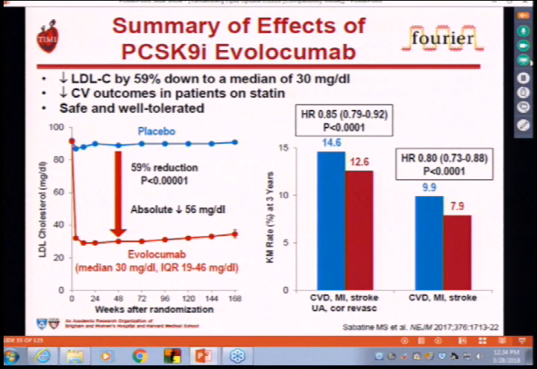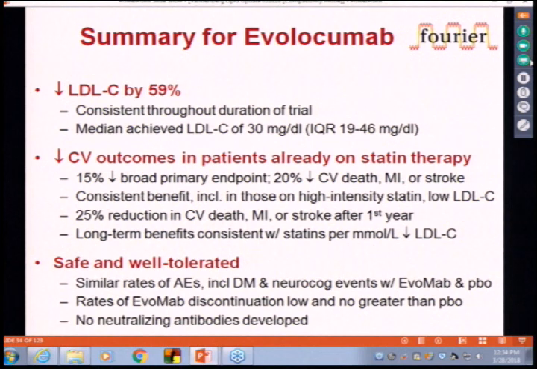So big LDL reduction and reduction in events, although not as great an absolute reduction as we see with statins, but these were already on statin therapy, and still had a reduction in events. LDL reduction, again, over 50%, improved outcomes, and safe and well tolerated. Similar rates of neurocognitive events in this study.